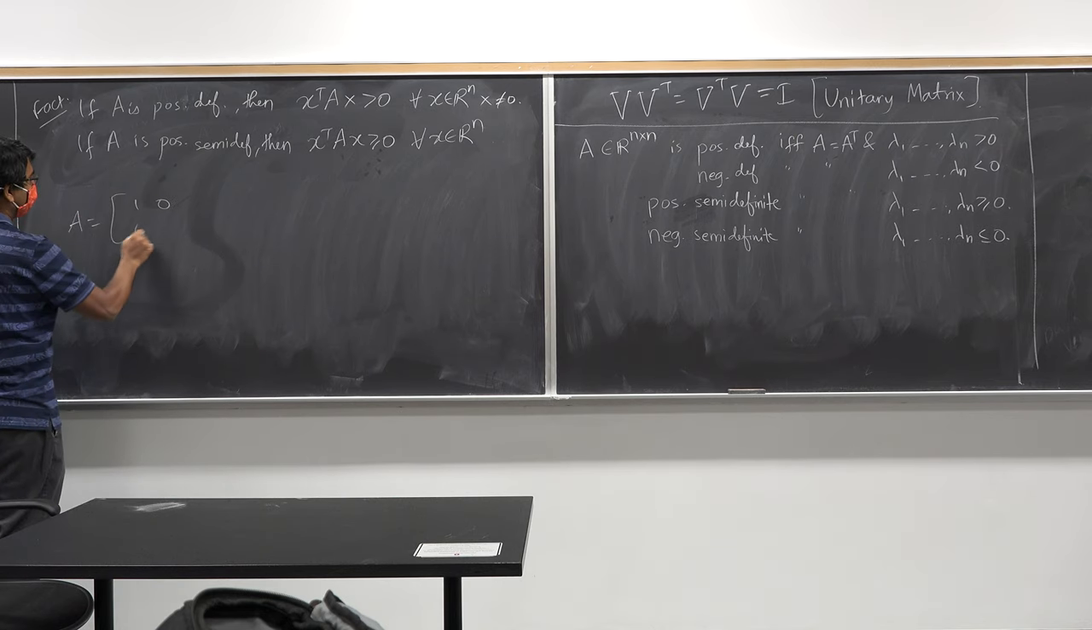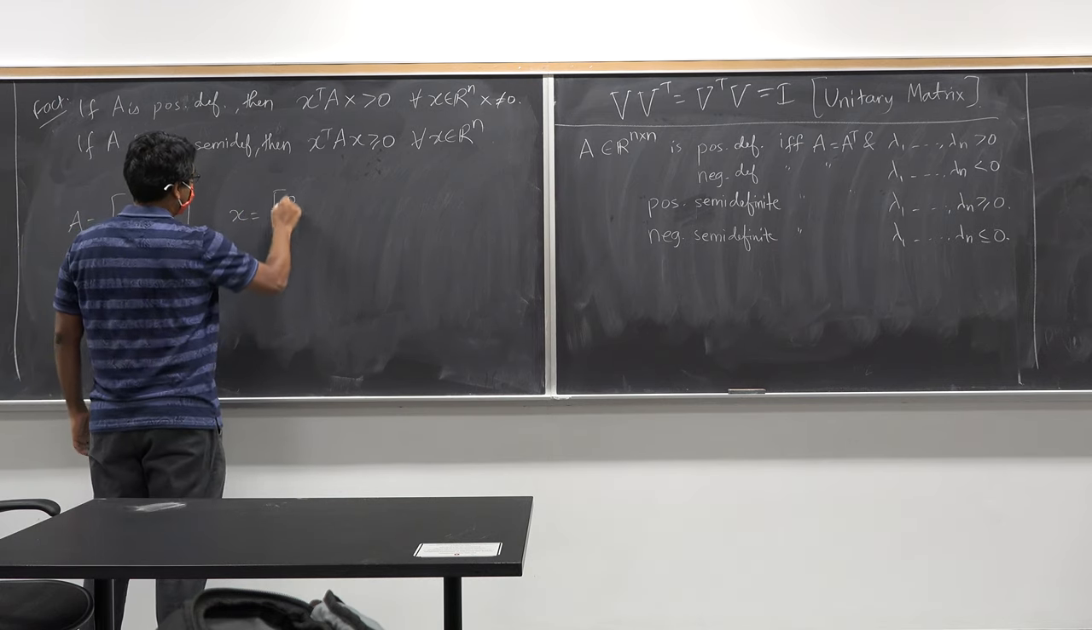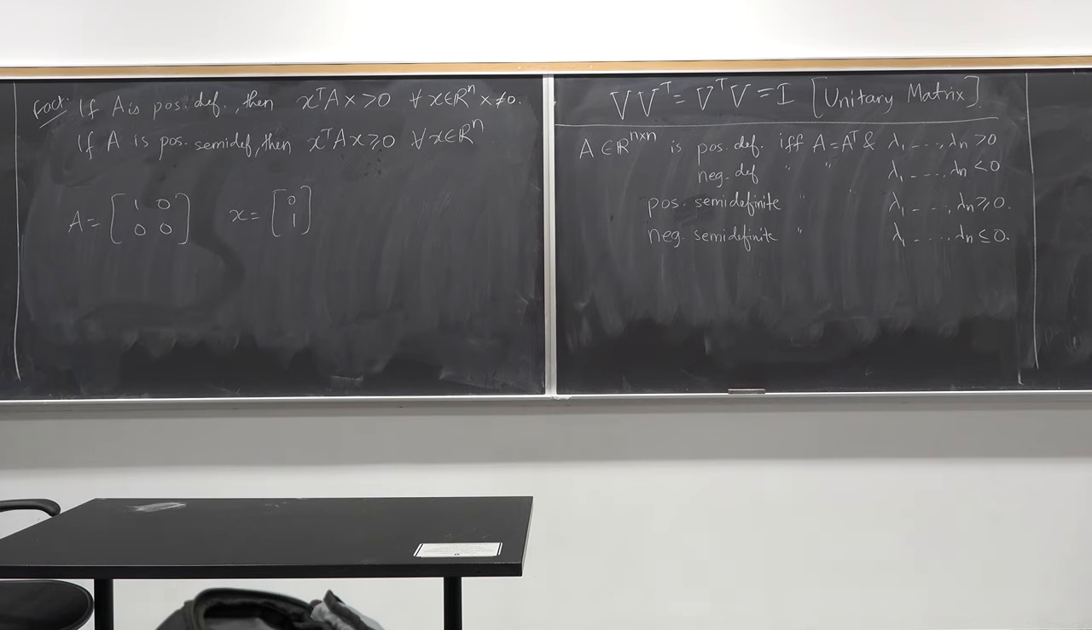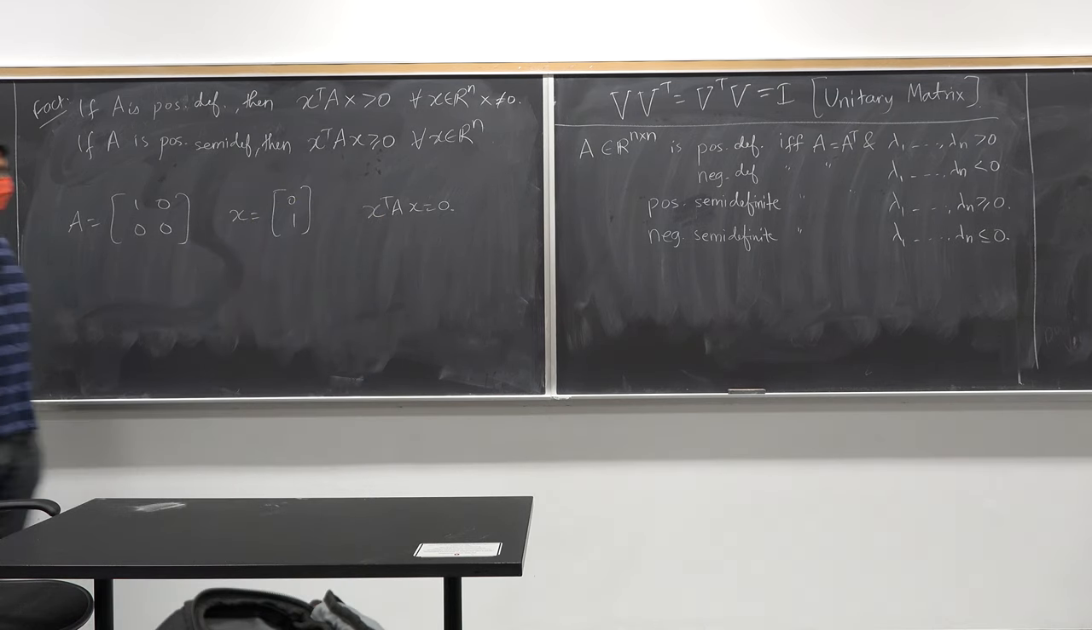So my A is 1, 0, 0, 0. It's a positive semi-definite matrix because it has eigenvalues 1 and 0. Those are the two eigenvalues for this matrix. And let me pick x to be 0, 1. Okay? So it's a non-zero vector, and x transpose Ax is 0. So I have a positive semi-definite matrix, I pick a non-zero x, and there is a possibility that x transpose Ax could be equal to 0. That's why it's a positive semi-definite matrix.